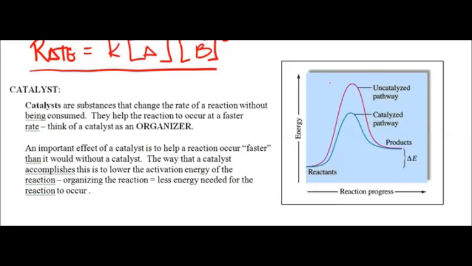So when we look at, say, the graph here, that top line is an uncatalyzed reaction because the activation energy is so much greater, because there's no catalyst there. However, when we add a catalyst, it does not require as much energy for the reaction to proceed, or for the reactants to change into products. So be sure that you know what a catalyst does.